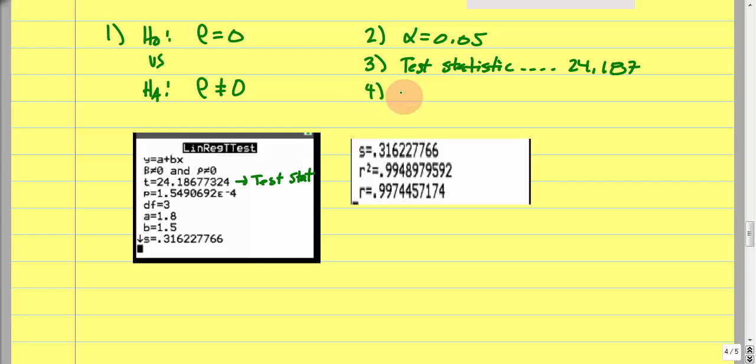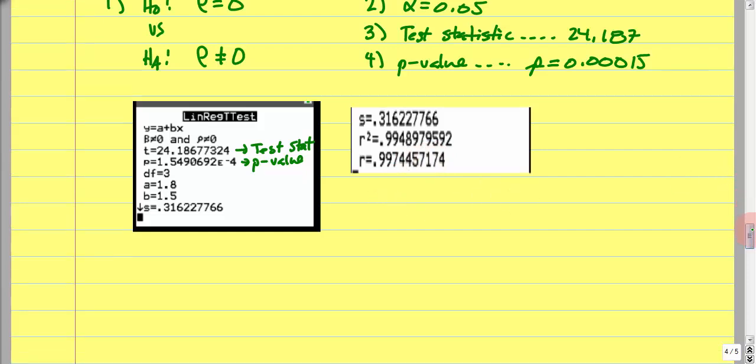Number 4 is our p-value. And our p-value here is given. And it's basically 1.55 times 10 to the negative 4. So if I move this back 4 places, p would be approximately equal to 0 really. I'm going to write this as 0.00015. Okay, but approximately equal to 0 for all intents and purposes.